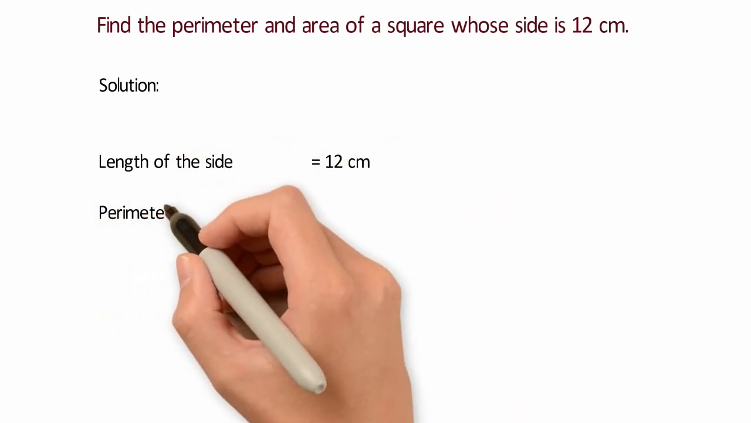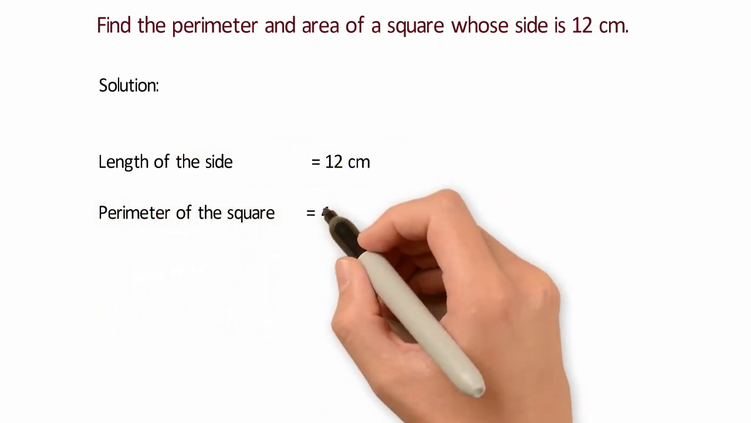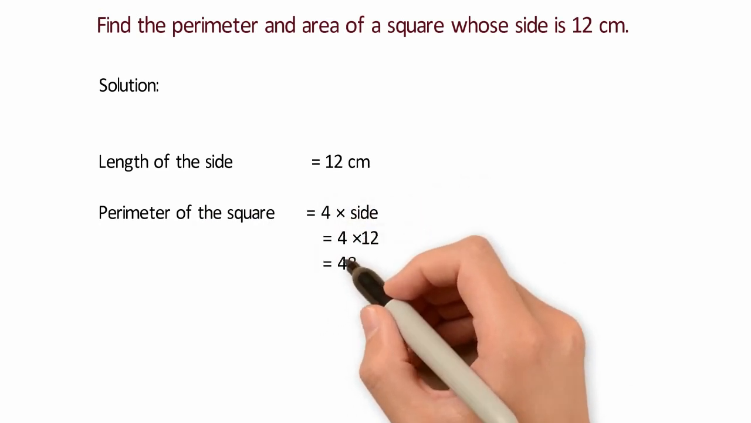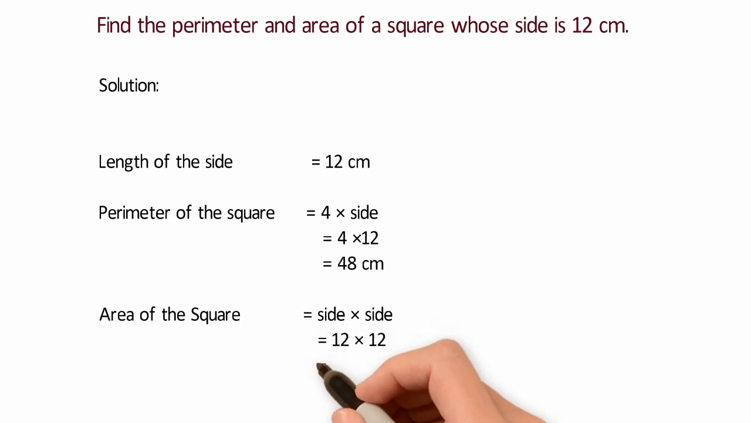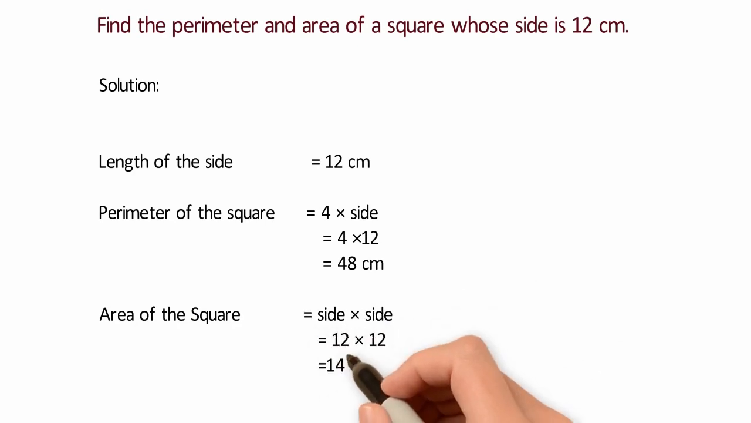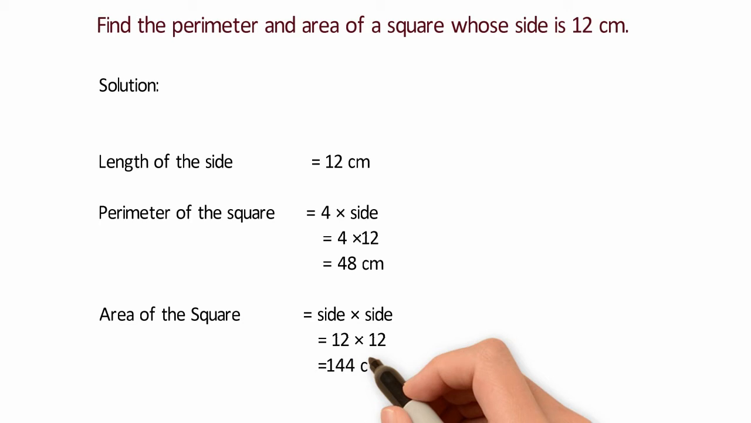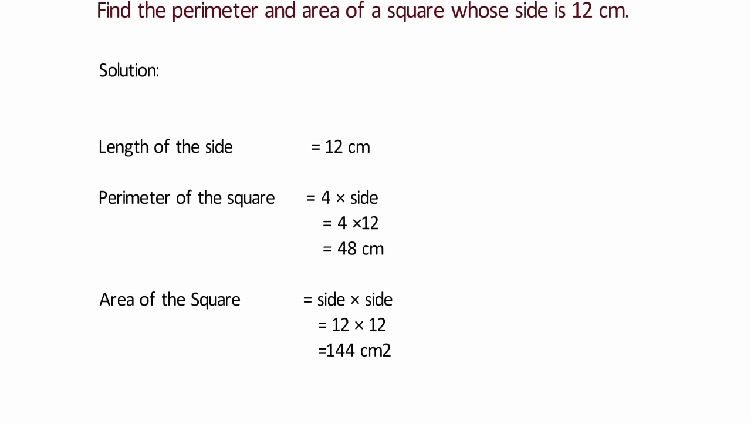Length of the side equals 12 centimeters. Perimeter of the field equals 4 times side, 4 times 12, 48 centimeters. Area of a square equals side times side, 12 times 12, 144 centimeters square.